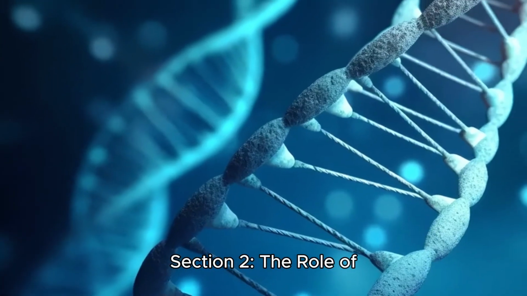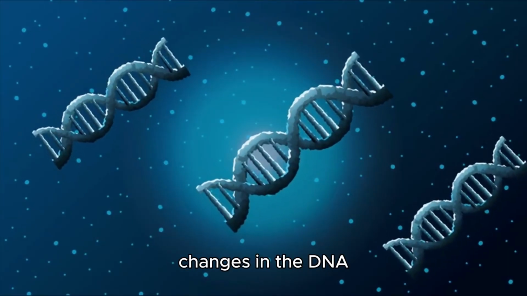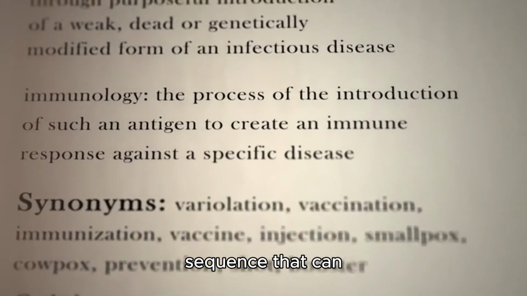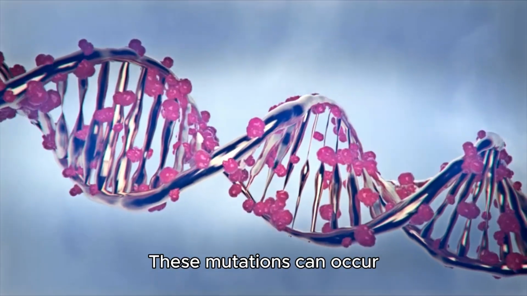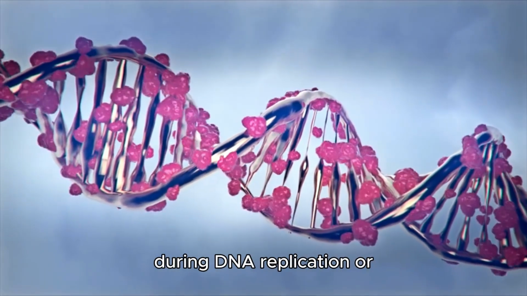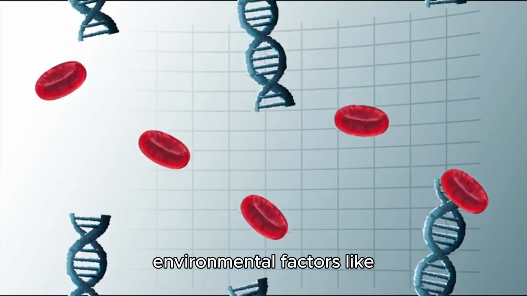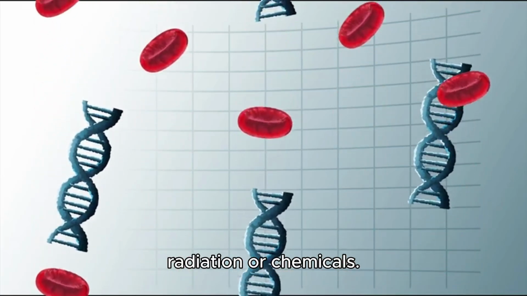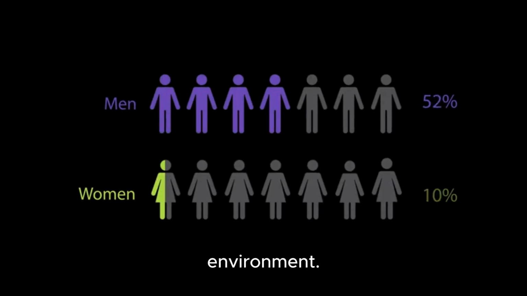Section 2. The role of genetic mutations. Genetic mutations are changes in the DNA sequence that can introduce new genetic variations into a population. These mutations can occur spontaneously due to errors during DNA replication or as a result of environmental factors like radiation or chemicals. While many mutations are neutral or harmful, some can confer advantages to an organism in its environment.